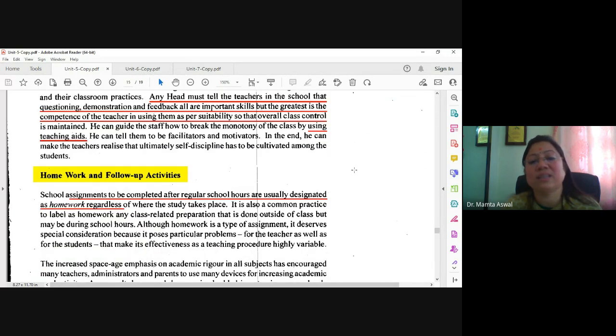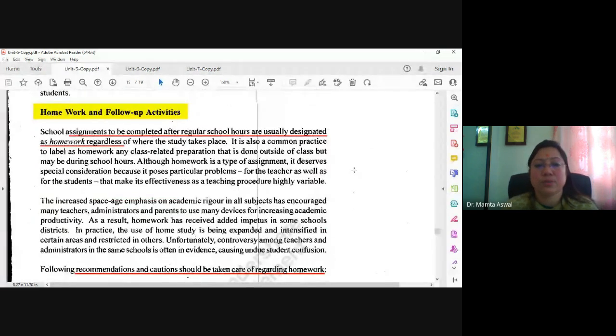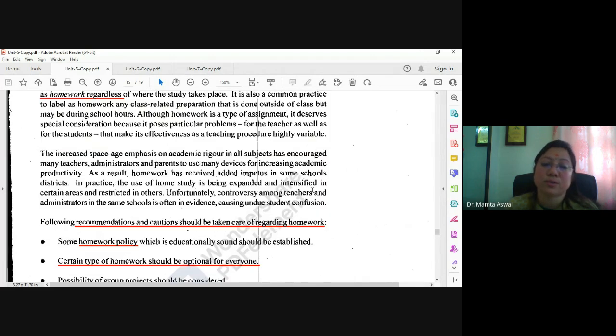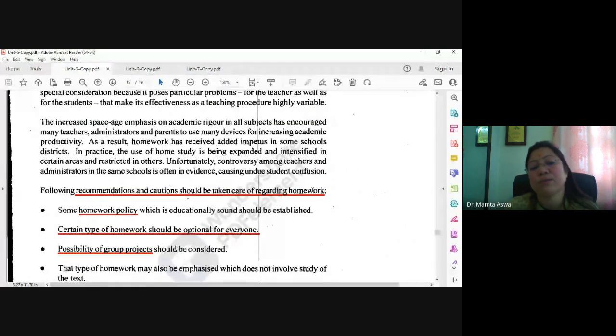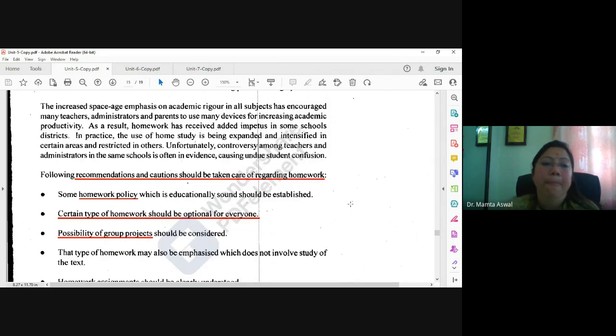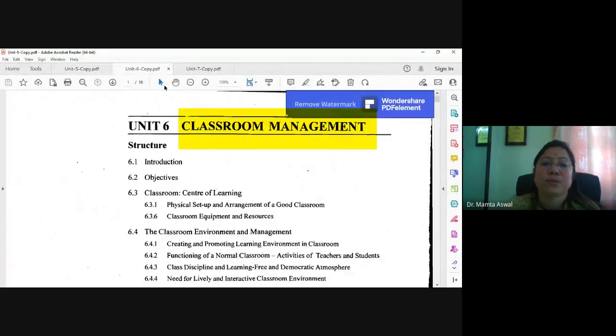So you must cultivate self discipline among the students, and homework and follow up activities. Homework must be provided to the children, but lots of homework should not be given to the students. There must be a fixed policy for homework, how much homework to give. Sometimes if the child is learning six subjects, eight subjects, and every teacher is providing homework, the child gets burdened with the homework. So that must be avoided here. Now we may move to the next unit.